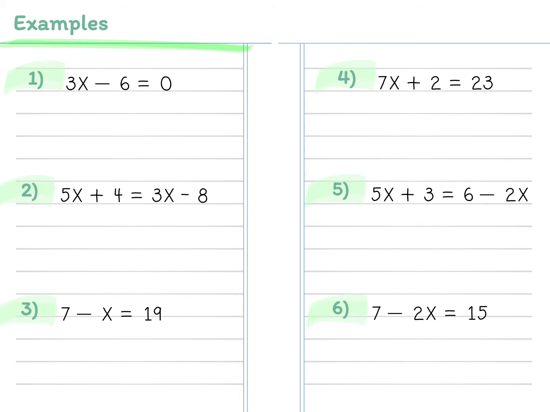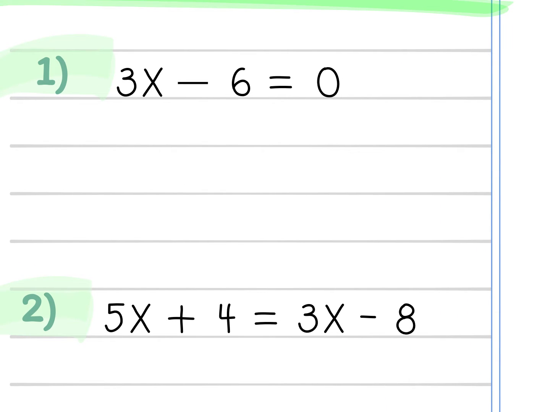All right, so let's start. We go basic, just solving the equations. So for number 1, what are we going to do? Add the 6. 3x, this is gone, equals 6. Then divide by 3.